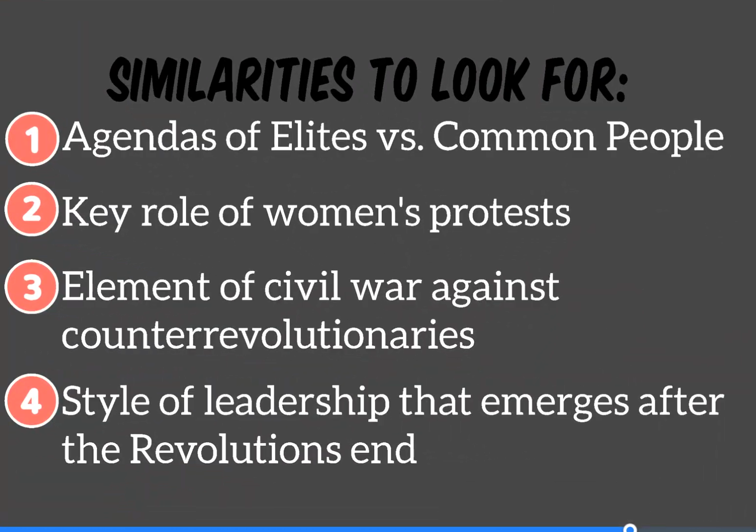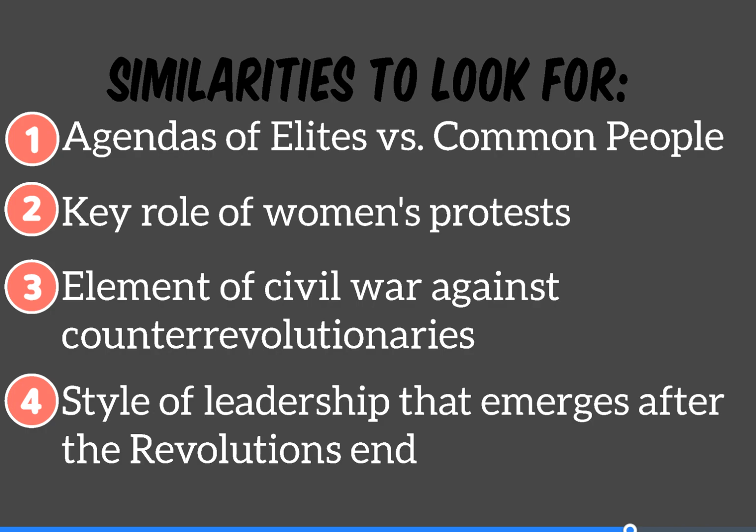So some general things that you want to look for, similarities to look for as you fill out the bottom row of this chart. Commonalities between the agendas of elites and common people. They should seem very similar to you, but of course they should be a little bit different because we're talking about two revolutions that were over 100 years apart from each other. Think about the key role of women's protests in starting a revolution as well. There's a good comparison to be made.